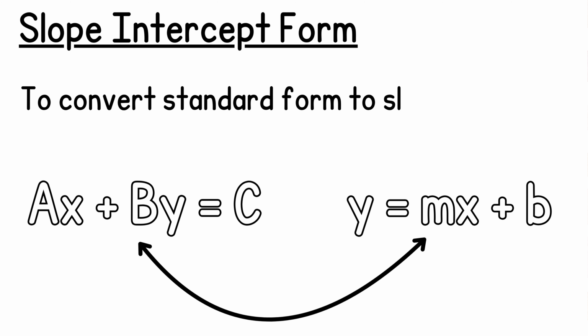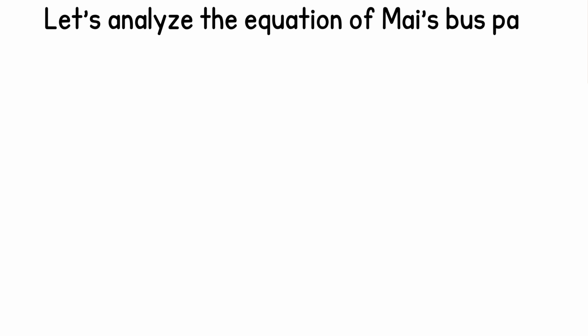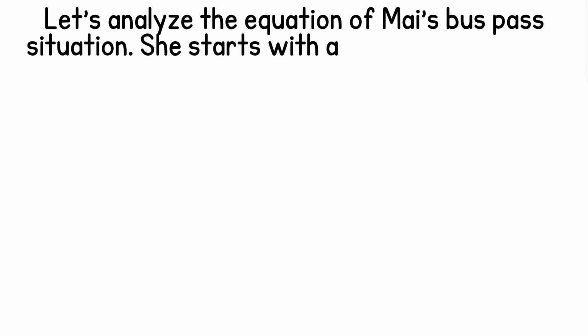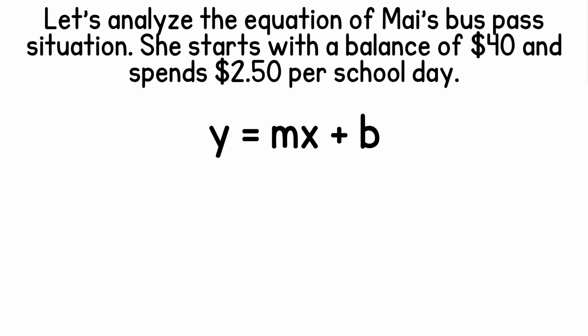To convert standard form to slope-intercept form, we just need to solve for y. So let's look at an example. Let's analyze the equation of May's bus pass situation. She starts with a balance of $40 and spends $2.50 per school day. We'll put May's situation into slope-intercept form.